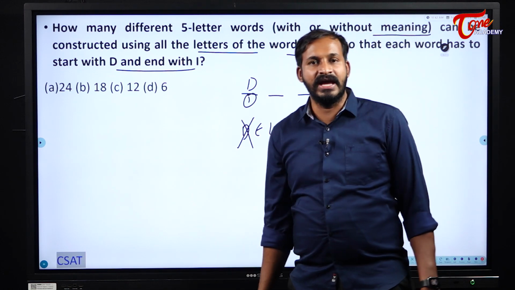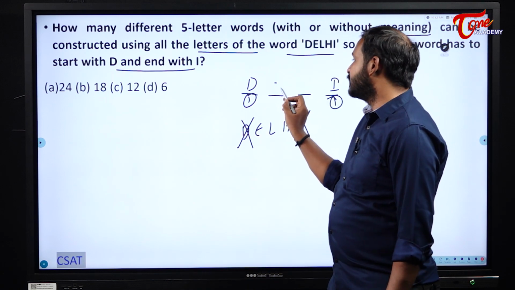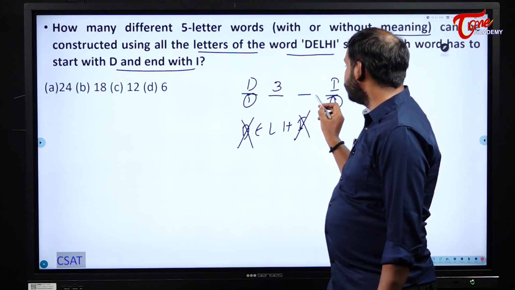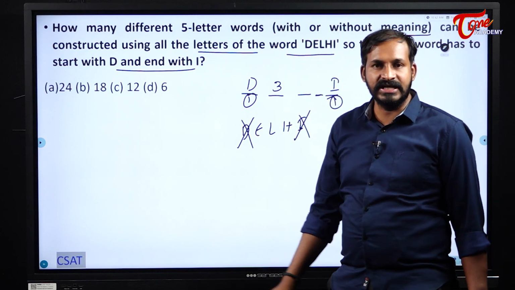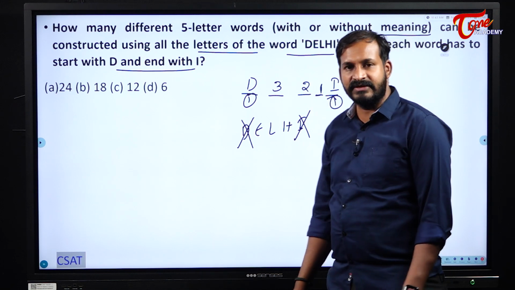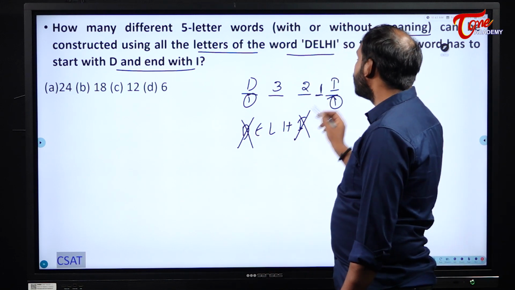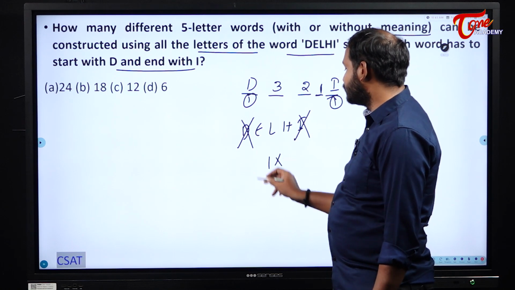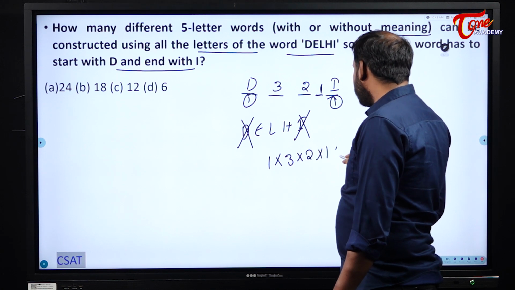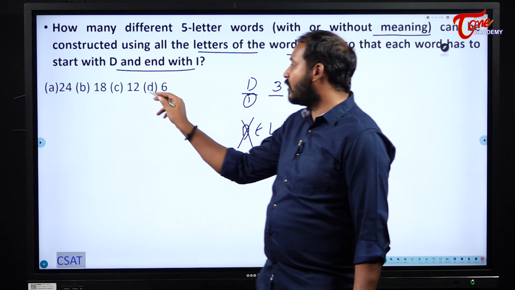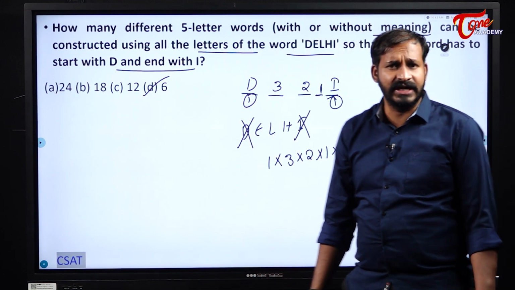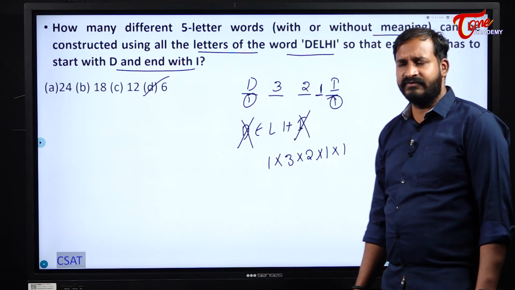How many chances will I have in the second place? 3 chances. Why? Because from these 3 letters I can put any letter here. Now when it comes to the third position, how many chances will I have? 2 chances. When it comes to the fourth position, how many chances will I have? 1 chance. So overall what will we get here? 1 into 3 into 2 into 1 into 1. So 3 2s are 6. So how many ways can we do that? In 6 different ways we can form the words.